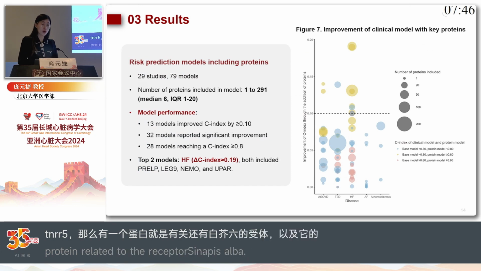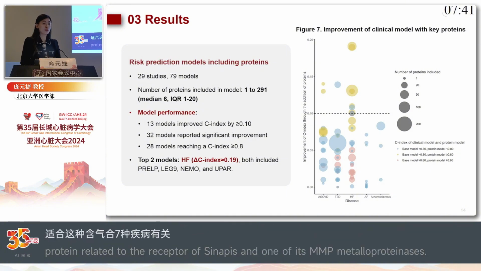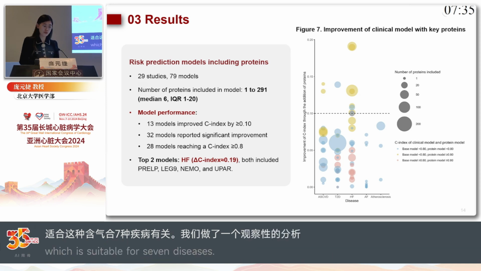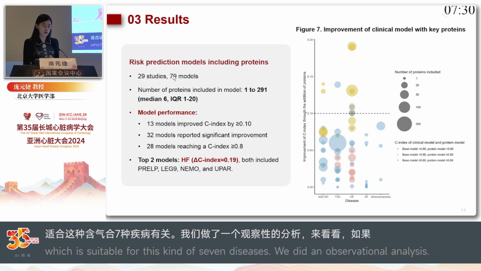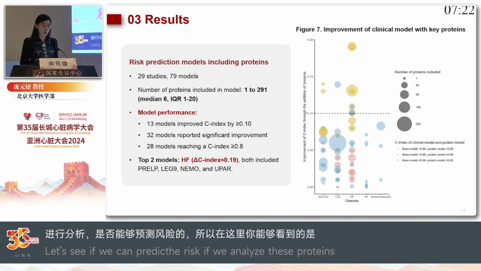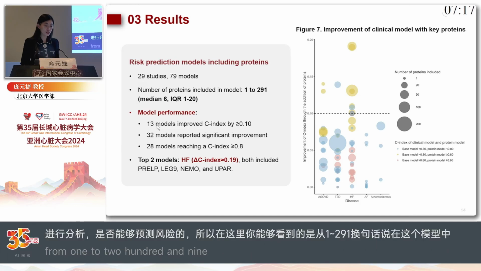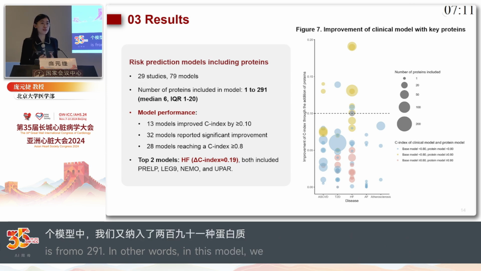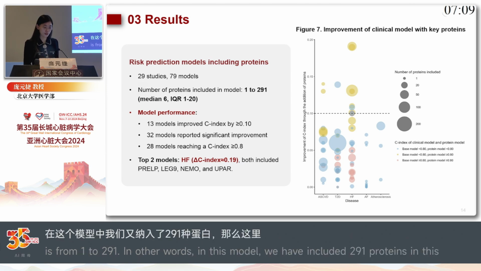Next, we looked at whether key proteins identified in our observational analysis would improve model performance over traditional cardiovascular risk factors. And in total, we identified 29 studies, including 79 models. So the number of proteins included in each model ranged from 1 to 291, and the median was 6 proteins. For model performance, we observed 13 models that could improve the C-index by 0.1 or greater. This is considered the clinical significance level of improvement.